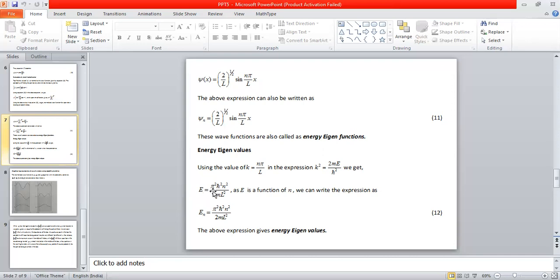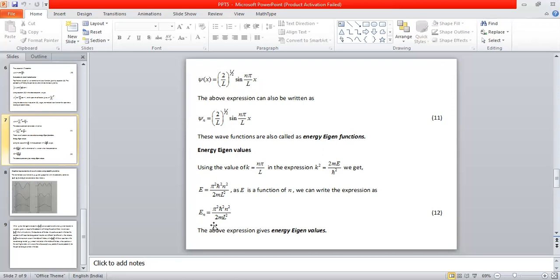as E is equal to pi square h cross square n square divided by 2mL square. So E is nothing but the energy of the particle inside the box. Now, clearly, according to this equation, E is a function of n, the principal quantum number. Therefore, we don't write E, we write it as E subscript n. So En is equal to pi square h cross square n square divided by 2mL square. This expression, equation 12, gives the possible energy values of the particle inside the one-dimensional potential box.